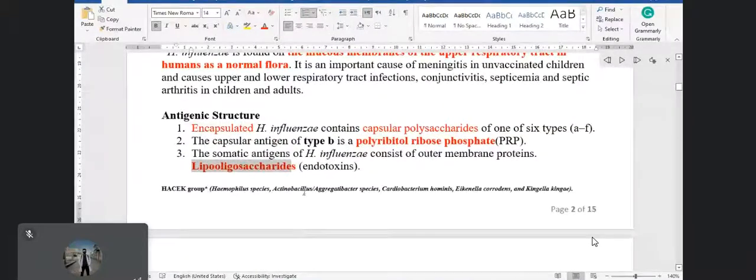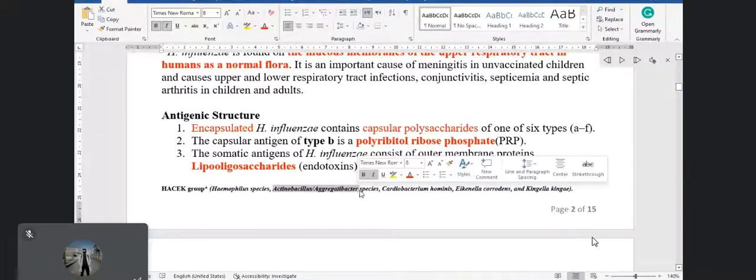The HACEK group right here, I gave you the causative. It is Aggregatibacter, Cardiobacterium, Eikenella, and Kingella. All these are responsible for prosthetic valve endocarditis. That means after surgery replacing the heart valve, patients are exposed to this group of bacteria causing endocarditis.